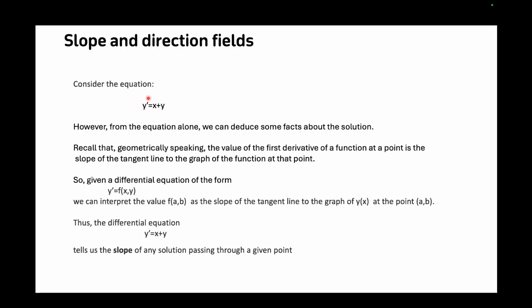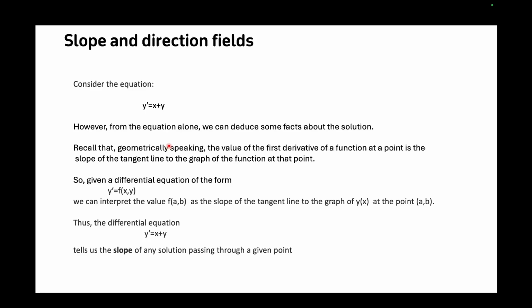This representation, if there is one dash on top of your variable, means it has been differentiated once. If there are two dashes, it's differentiated twice, and so on; it's intuitive enough. So this is the equation. What it is showing is dy/dx equals x plus y. Now, from this equation alone, how can we deduce some facts about the solution of this equation?